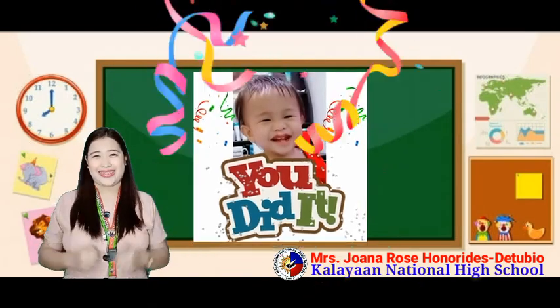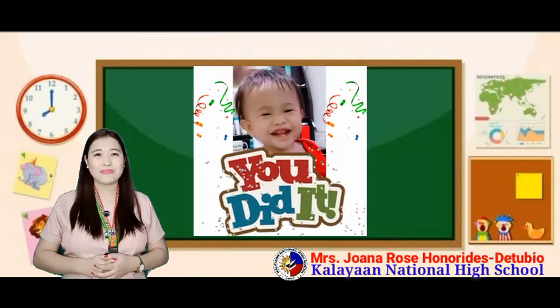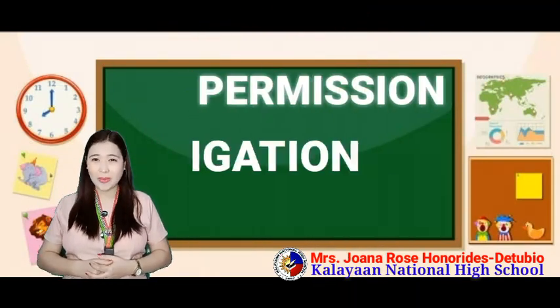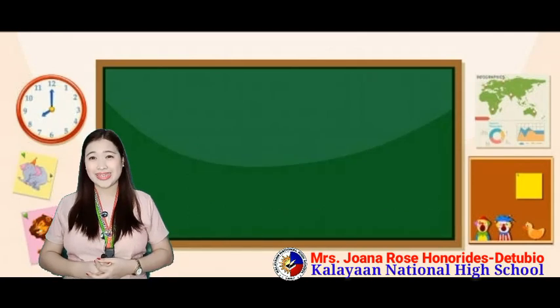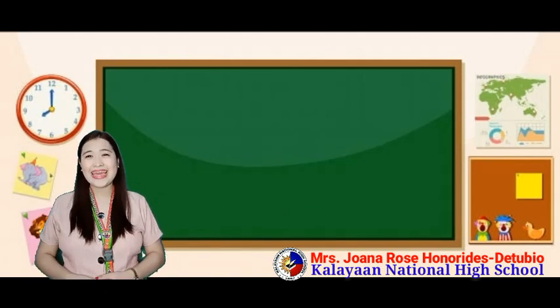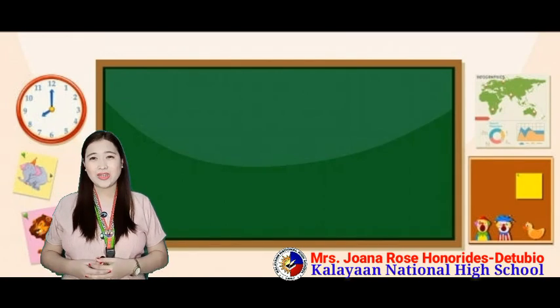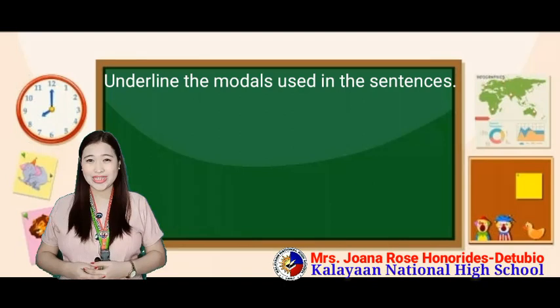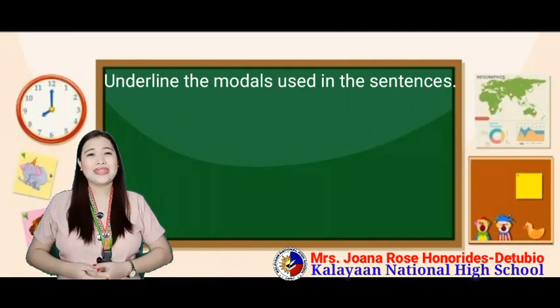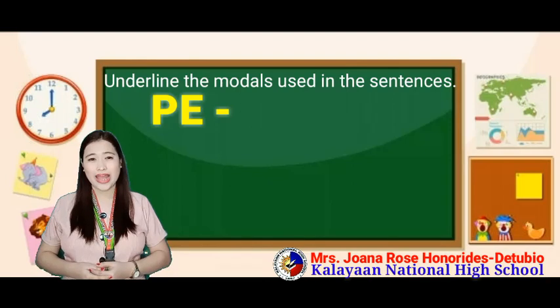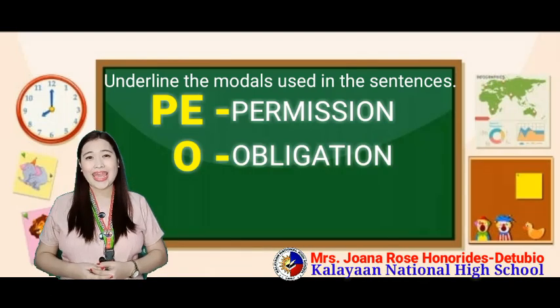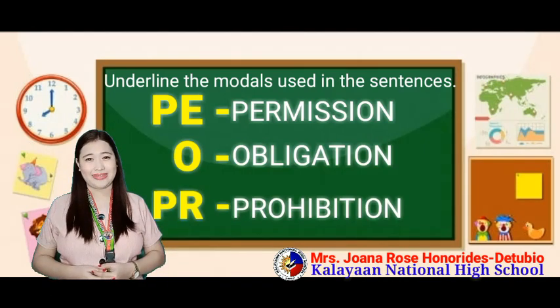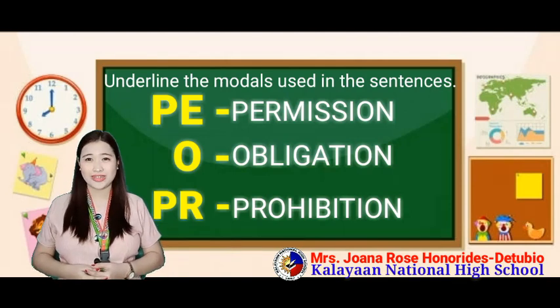Alright, we did it! We have just talked about modals of permission, obligation, and prohibition. Now, let's check our understanding regarding this lesson. In this activity, I want you to underline the modals used in the sentences. Then write PE if it expresses permission, O for obligation, and PR for prohibition on the blank before each number.